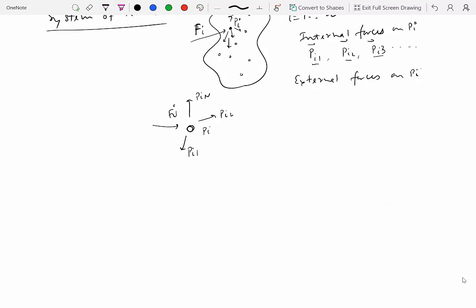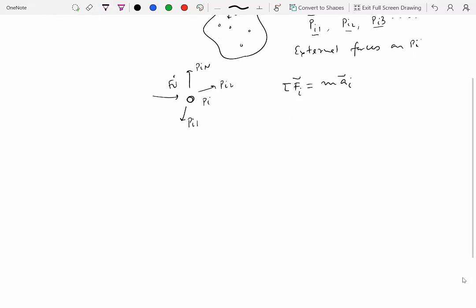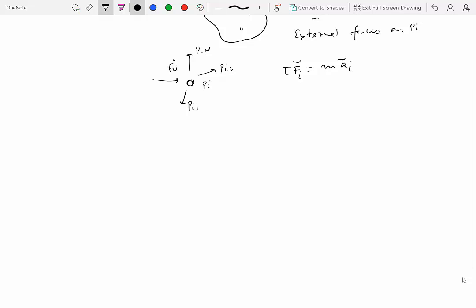On one single particle we can always apply Newton's second law, right? So we can say sigma F on Pi is equal to m times the acceleration of particle i. We'll write sigma Fi to indicate the forces acting on particle Pi. So what are the forces? We have Fi, which is your external force, plus Pi1 plus Pi2, and all of these vector quantities up to Pin, and that is equal to m times the acceleration ai.